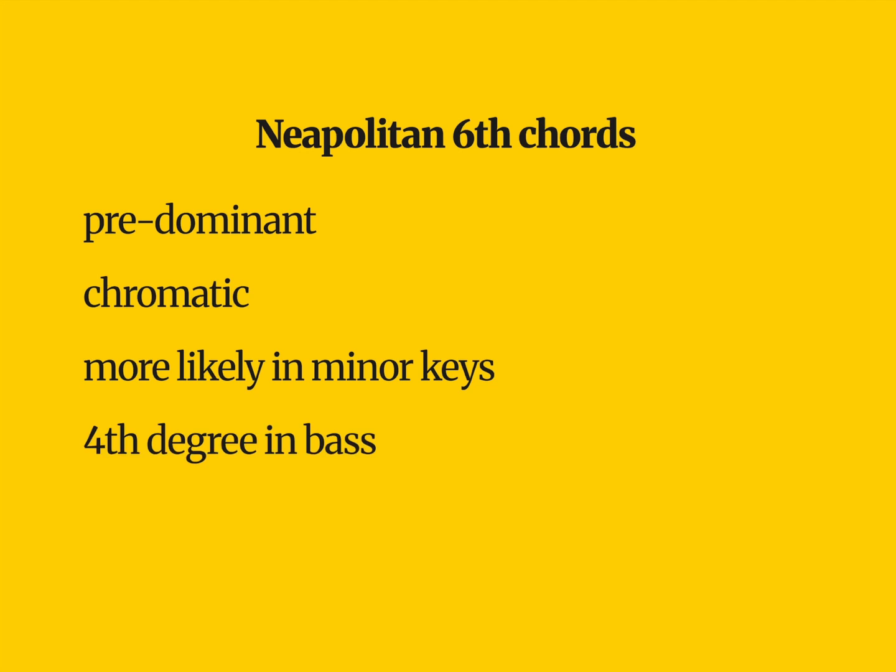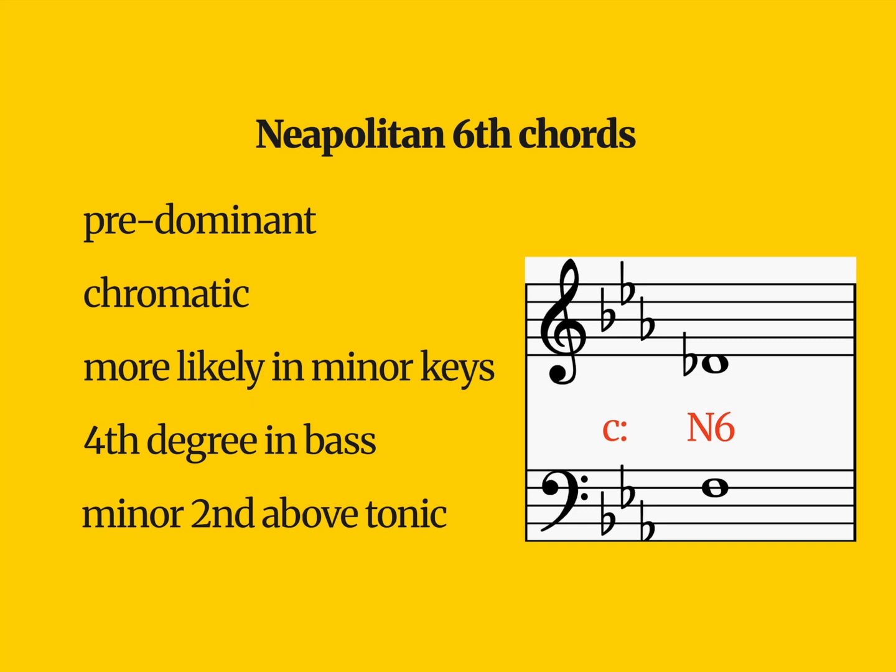They have the 4th degree of the scale in the bass, and one of the other notes will always be a minor second above the tonic of the key you're in at that moment. So, to give you an example, if you're in the key of C minor, you'd expect to find an F in the bass, that's the 4th degree, and a D flat somewhere above it. That D flat is the minor second above the tonic C in this example.